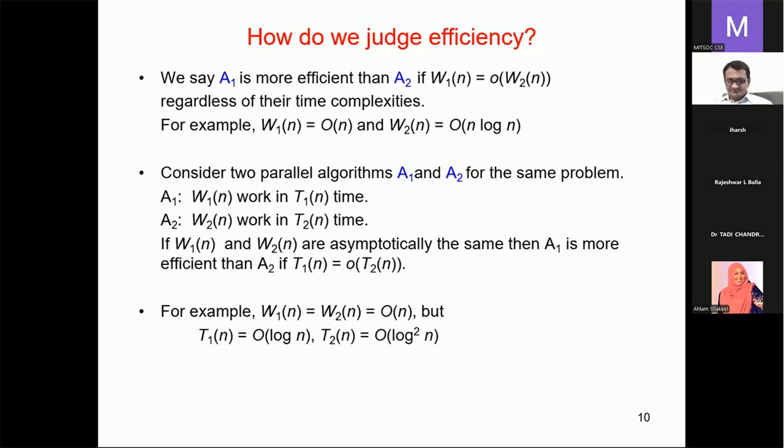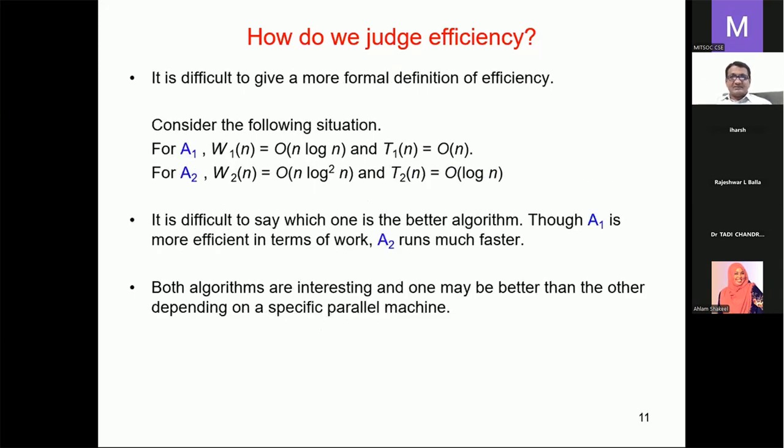Making sense? All of you, please try to understand these fundamentals of algorithmics. When we say that it's difficult to understand the definition of efficiency, definitely try to understand. In this case, it is very difficult to say which algorithm is better, though A1 is more efficient in terms of work, but A2 runs much faster. Are you getting? A2 runs much faster.